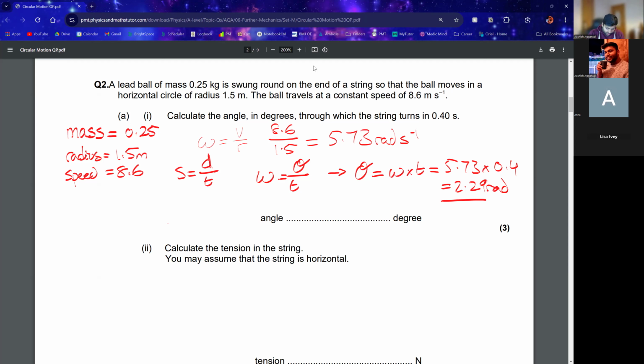So 2.29, convert it out of what factor you're in. You're in radians, so you divide by 2 pi and multiply by what you want to be in, which is normal degrees, so 360.